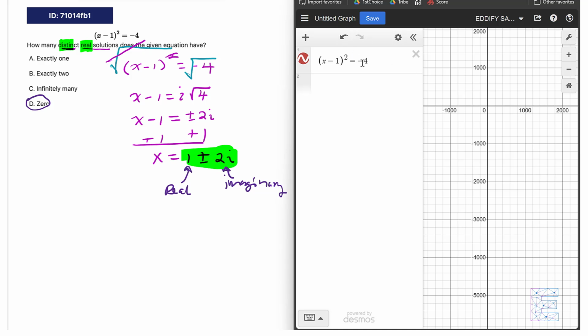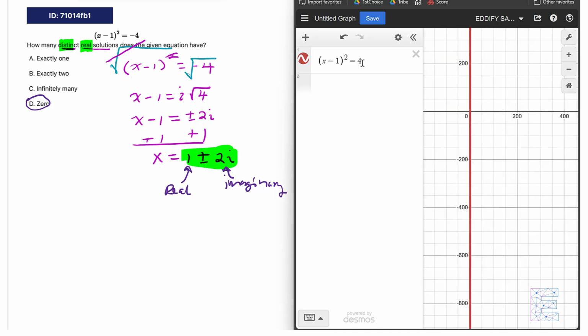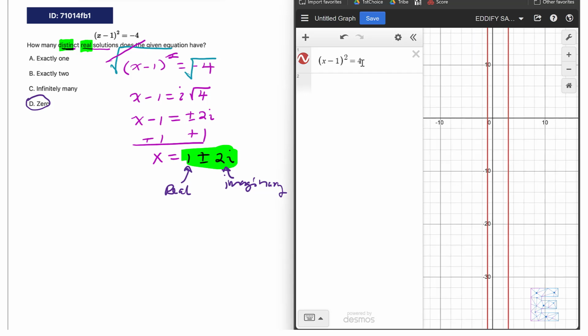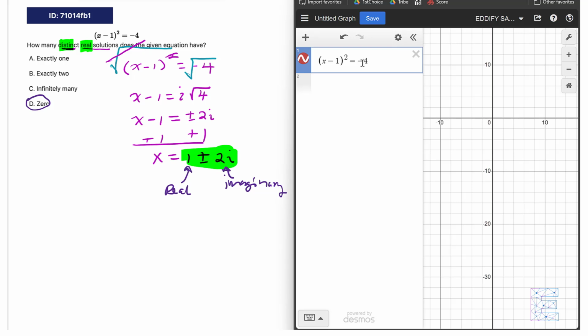For example, if I played around with this and changed this to a positive 4, you immediately see that the graph does cross the x-axis. That will be two real solutions right here and right there. But since we had a negative number, those solutions are gone. So Desmos really quickly shows you that this thing has no real solutions.